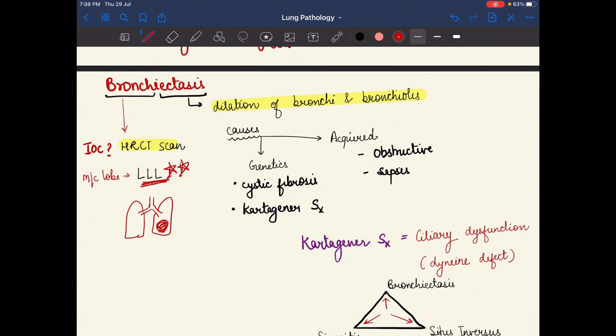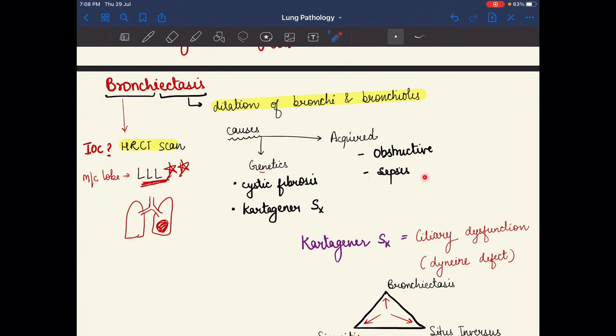So this is about bronchiectasis. What were the causes for bronchiectasis? The causes were genetic and acquired. For acquired, we had obstructive or due to sepsis. So acquired causes were obstructive and sepsis, and genetic causes were cystic fibrosis and Kartagener syndrome.